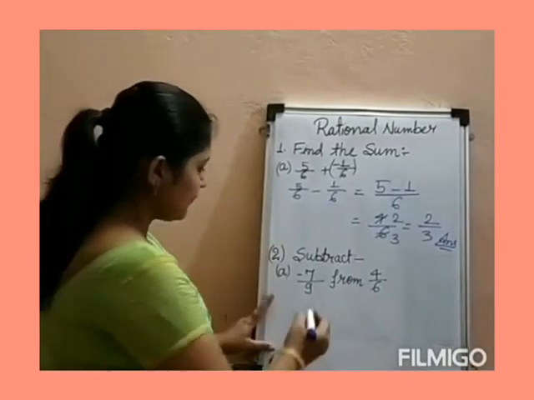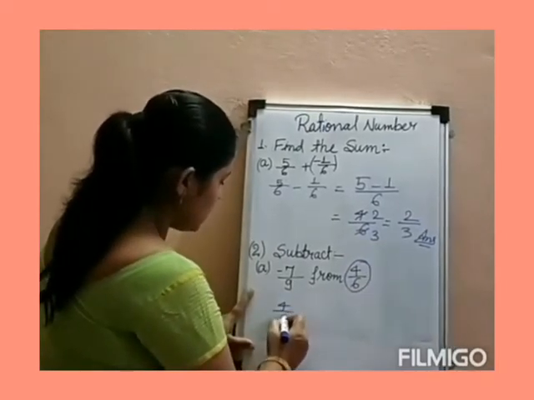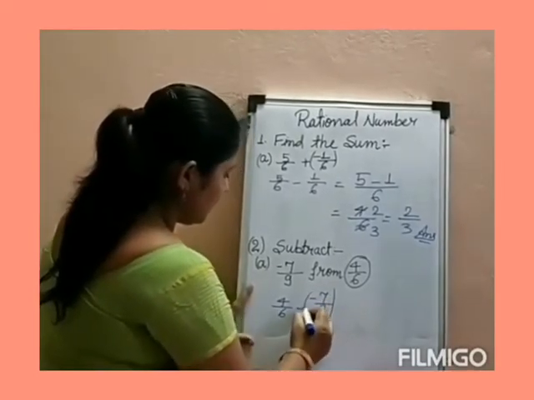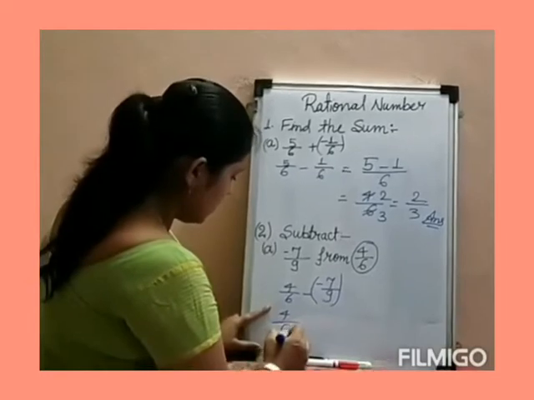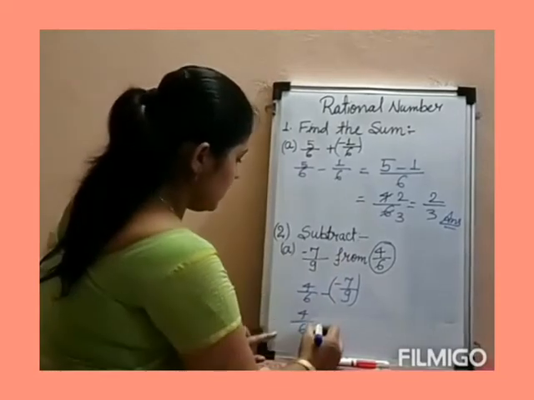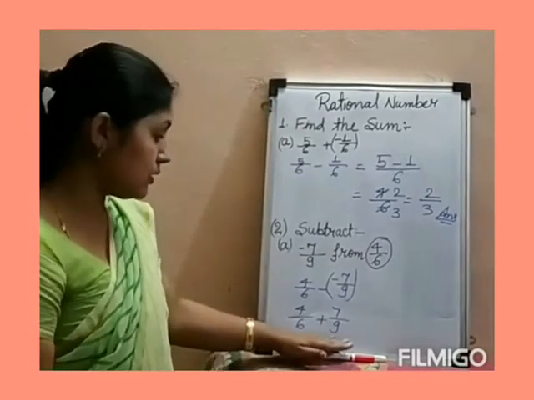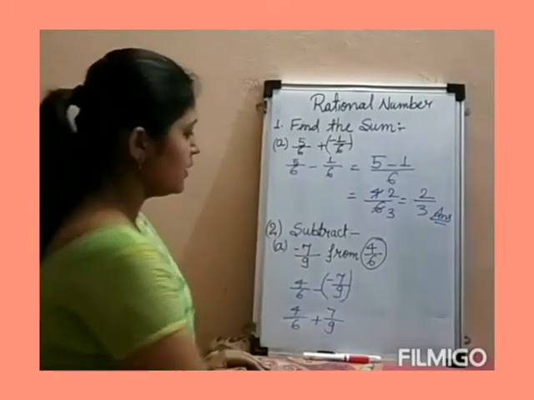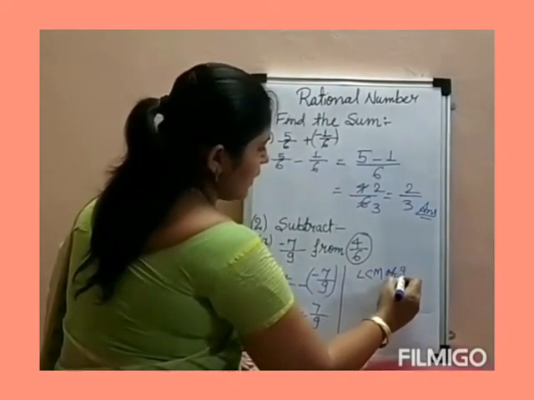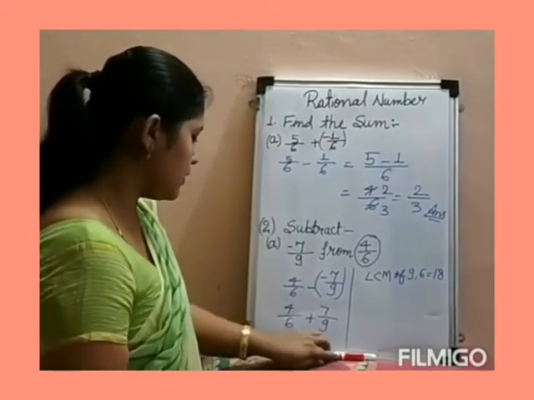Now subtract. Because here is from, so first we will write this number 4 upon 6 minus, that is minus 7 upon 9. 4 upon 6, because here is minus sign and here is minus sign, when we remove the bracket this will be plus sign. 7 upon 9. Now find the LCM of denominators 9 and 6. So LCM of 9, 6 is equals to 18. Now make the denominator same.